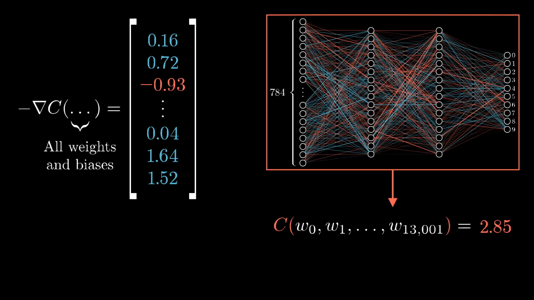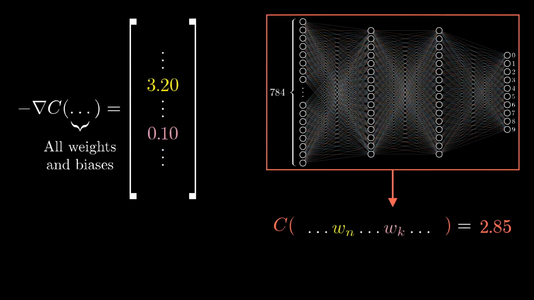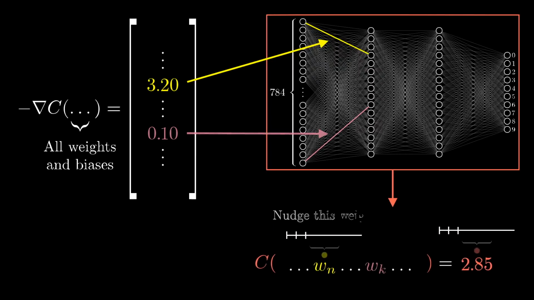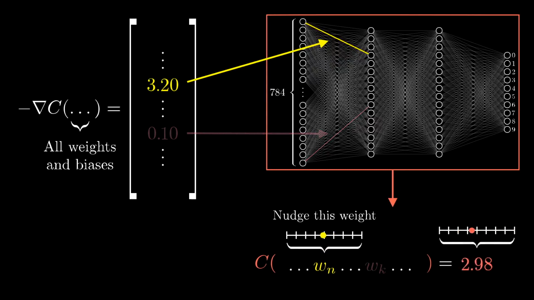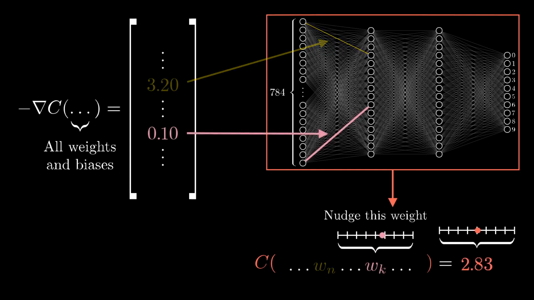For example, let's say you go through the process I'm about to describe and you compute the negative gradient, and the component associated with the weight on this edge here comes out to be 3.2, while the component associated with this edge here comes out as 0.1. The way you would interpret that is that the cost of the function is 32 times more sensitive to changes in that first weight. So if you were to wiggle that value just a little bit, it's going to cause some change to the cost, and that change is 32 times greater than what the same wiggle to that second weight would give.